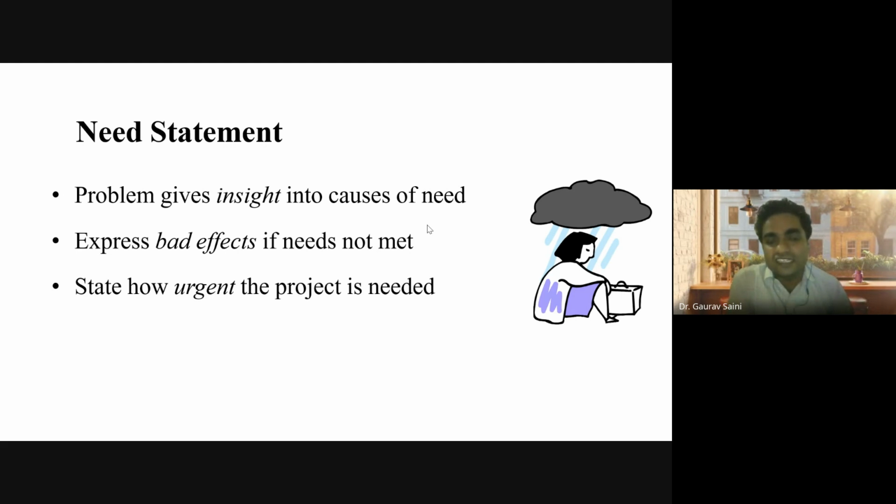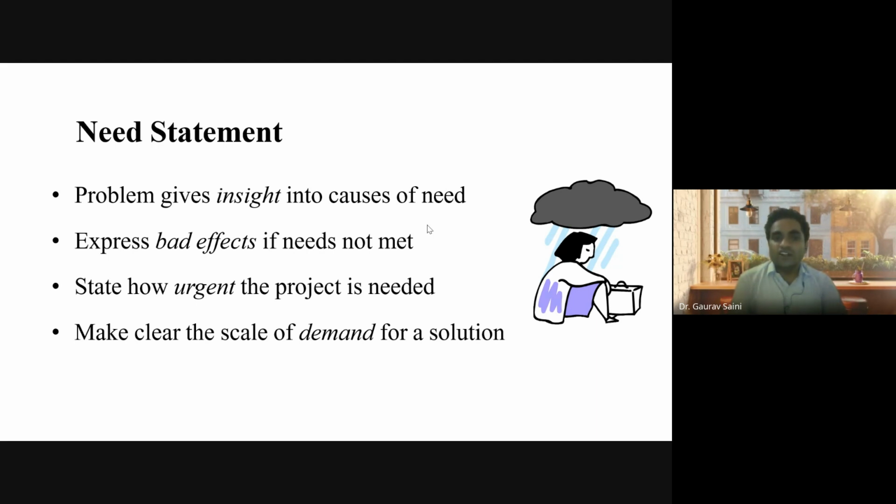That is not only based on your requirement, it is also the requirement of society. As we saw in the corona period, there was a requirement for the vaccine, and that was the urgency with which funding was sought from the funding agencies. The funding agencies not only see the innovation, but they also see the urgency of the projects. That is also part of the evaluation of the proposal. Make clear the scale of demand for a solution. In a broader way, you also have to see how this particular project will scale up in the future, and what the demand may be, and what the solution may be for the problem.